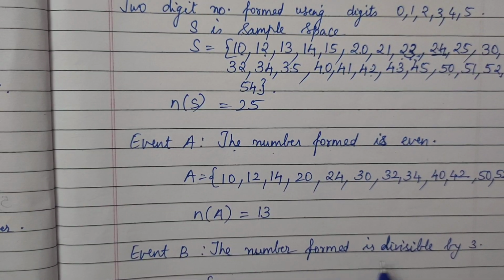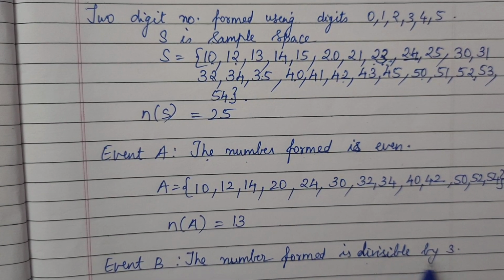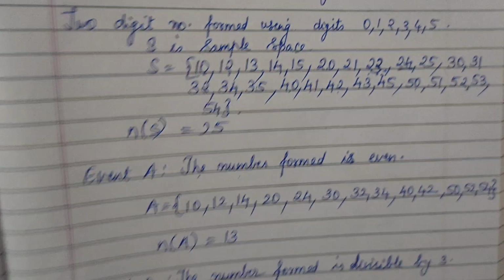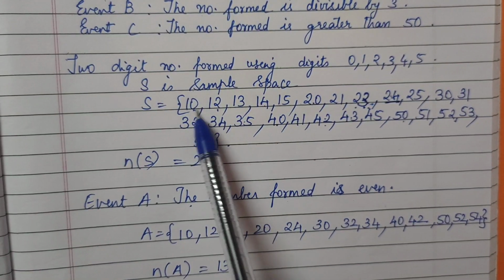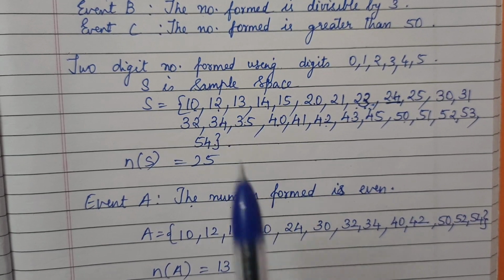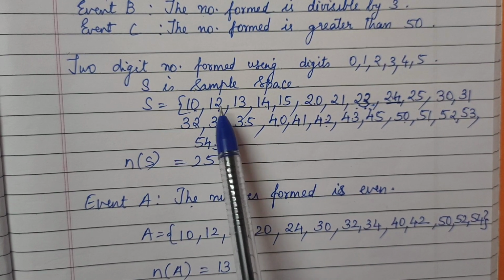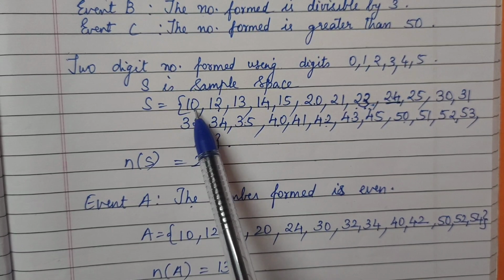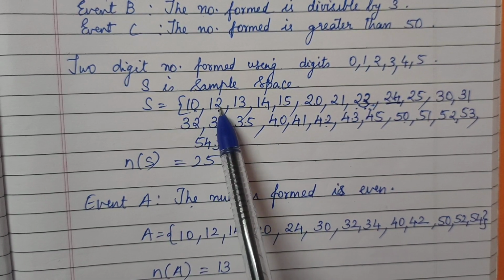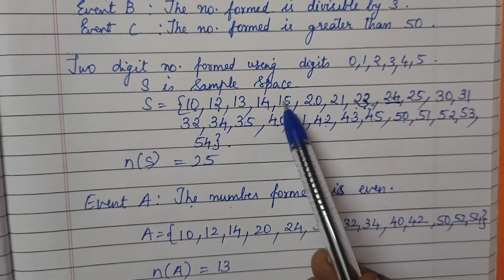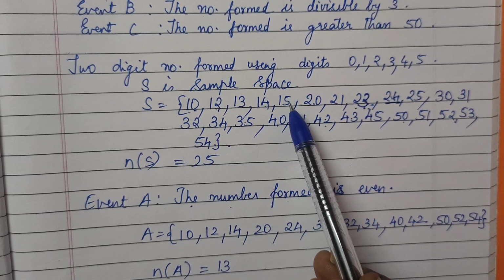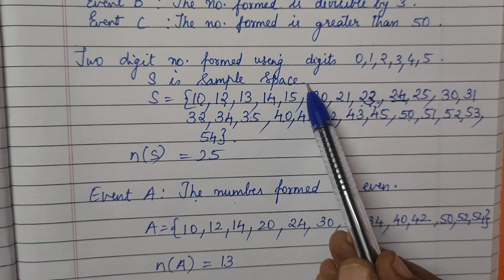Event B says the number formed is divisible by 3. That is the event B. How we can say the number is divisible by 3? जो भी digits से उन दोनों को add करेंगे तो and after adding आप वो 3 टेबल में जाएगा कि चेक करना है. For example 12. 1 plus 2 3. 3 टेबल में जाता है तो 12 आएगा. Here it will not. 4 plus 1 5. 5 plus 1 6. देखो 1 plus 5 6 है ना. तो ये भी 3 टेबल में जाएगा.